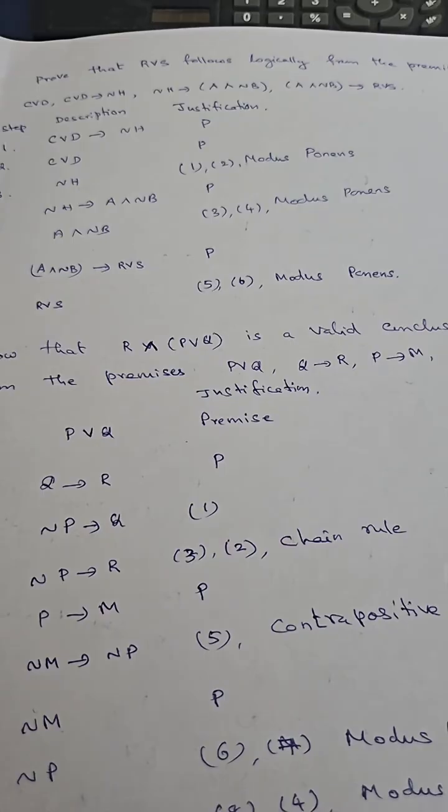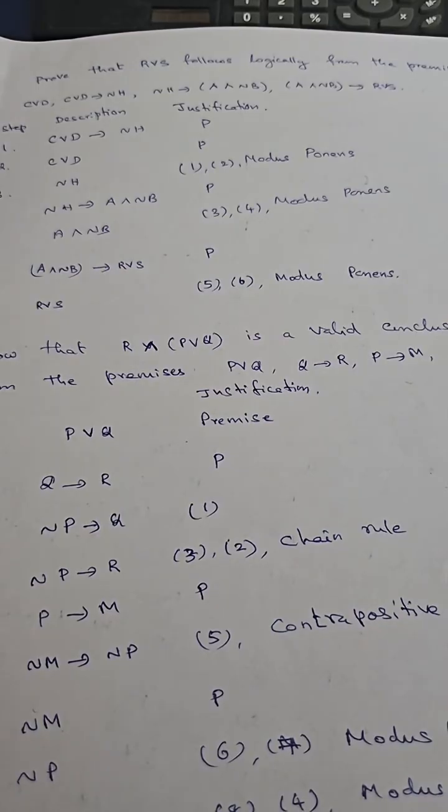Step number 1, under description, we are using C or D implies negation H, which is a given premise. That is the justification. Second step, C or D, is also a given premise. Then I can combine step number 1 and step number 2, and using the rule modus ponens, I get negation H is true. And then negation H implies A and negation B is a premise.